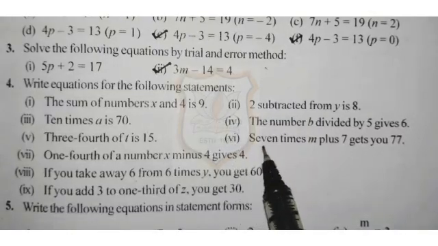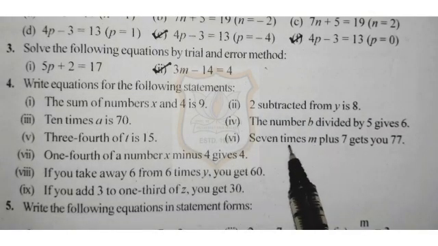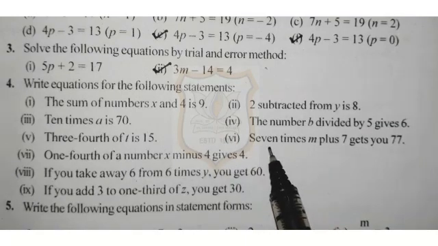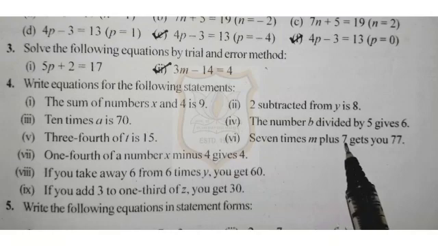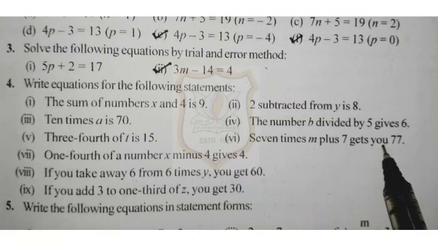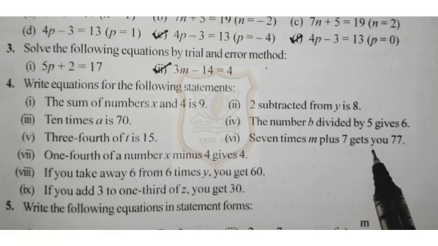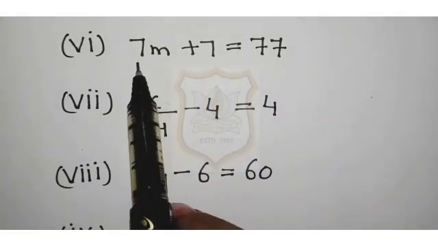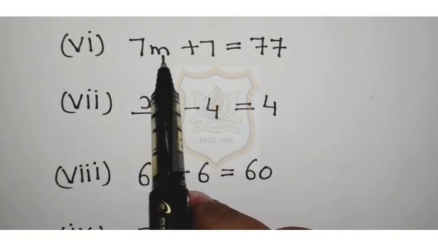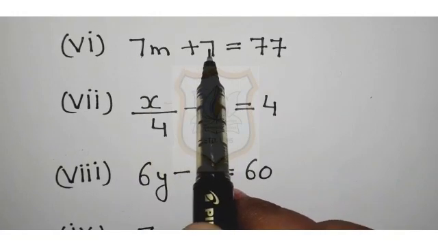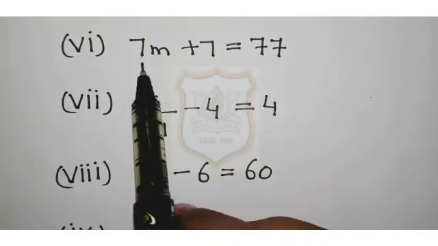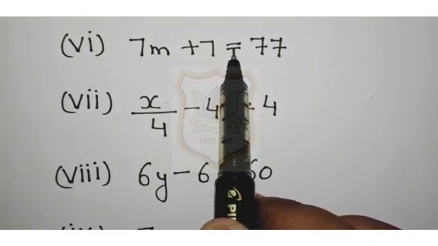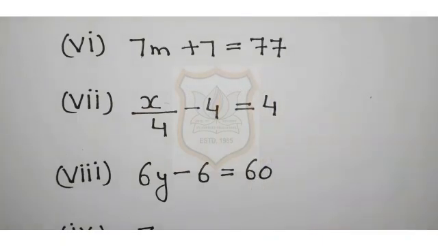Students, sixth part is: 7 times m plus 7 gives 77. Times means multiply. It means 7 is multiplied by m, then you have to add 7 to it, and the result is 77. So students, this is the answer of the sixth part: 7 times m is 7m, plus 7 because 7 is added to it, gives you 77. That is 7m plus 7 is equal to 77.